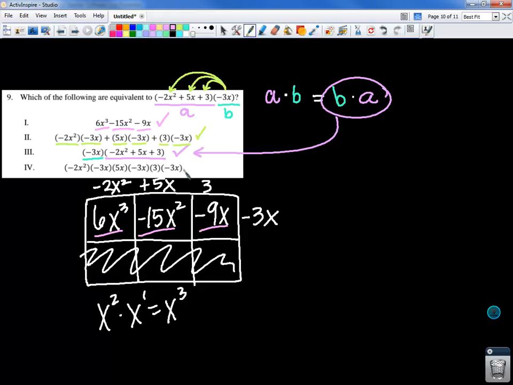Now this one looks like they multiplied everything together after distributing. But after you distribute, you still add. You don't multiply. So it looks like it should be 1, 2, and 3, but not 4. Let's go ahead and check that in our calculator.